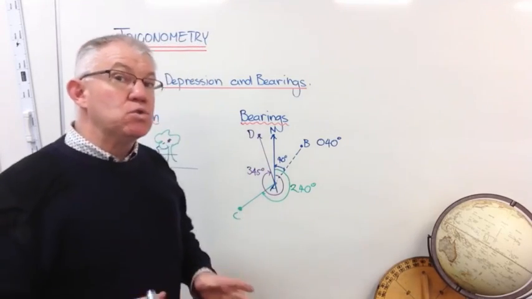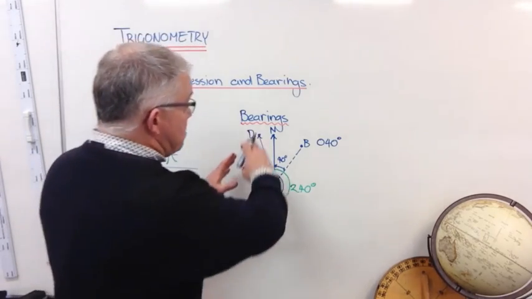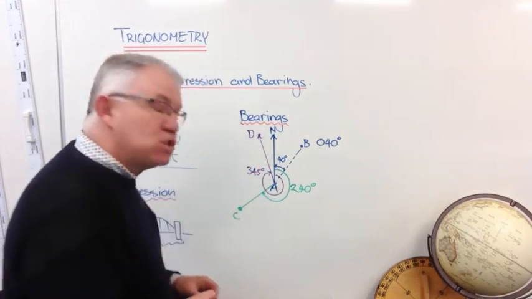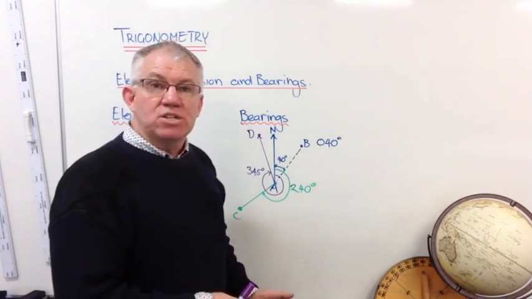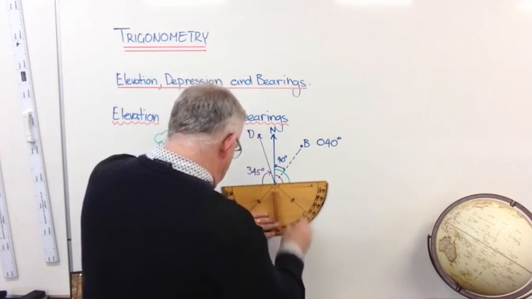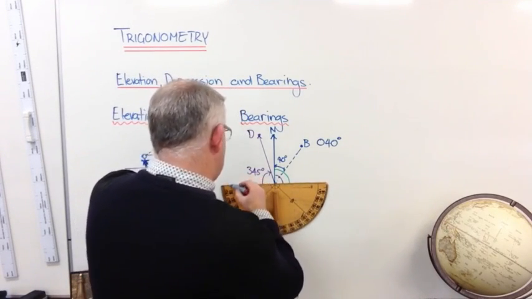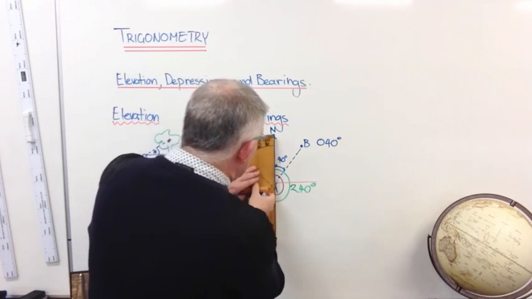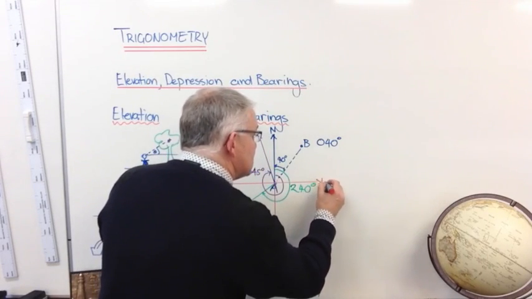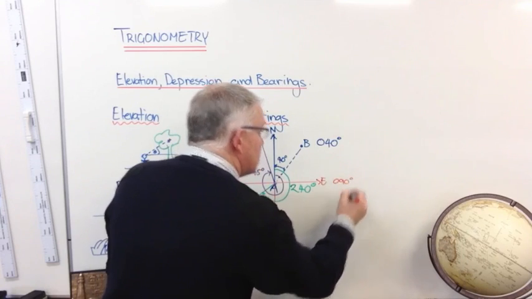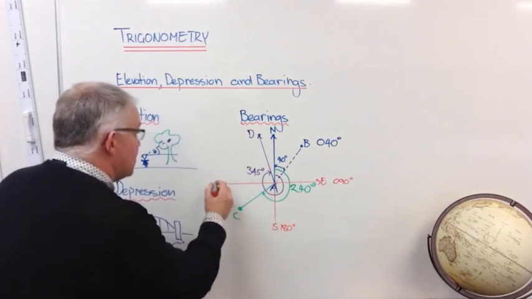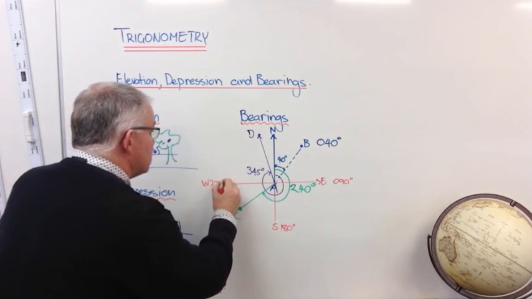Now, what we have to do is keep in mind that bearings are always measured from north. They're always 3 figures. And sometimes you'll have to do a little bit of addition and subtraction with respect to other points of the compass that you know. So let's put in some of those other points of the compass. As far as we're concerned, the key reference points are that east is 90 degrees, south is 180 degrees, and west is 270 degrees.